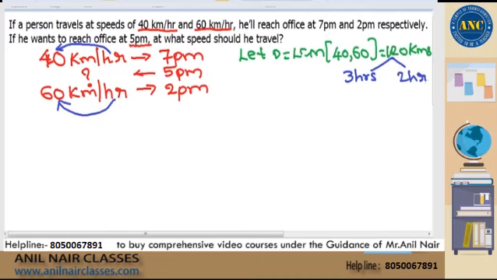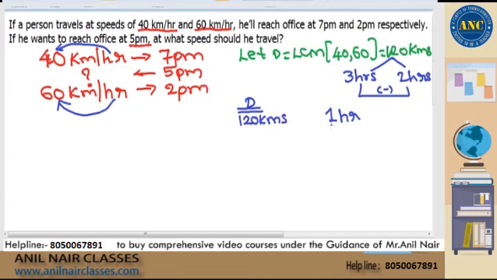First day he is traveling for 3 hours. Second day he is traveling for 2 hours. What is the difference in time in both the days? The difference is 3 and 2, which is 1 hour. Right? That means according to my assumption, the difference in time is 1 hour, and the distance is 120 kilometers.